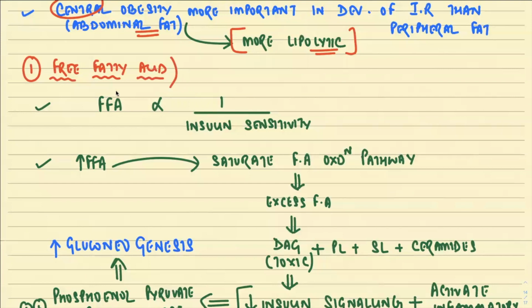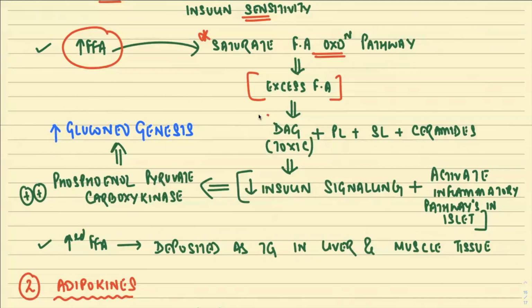So the levels of free fatty acids. Now remember, the levels of free fatty acids in our body are inversely proportional to the insulin sensitivity. So the more free fatty acids in the circulation, the more the insulin resistance, because the insulin sensitivity is going to come down, and vice versa. So an excessive amount of free fatty acids in our circulation, because of an excessive breakdown of fat, is going to saturate the fatty acid oxidation pathway. That is going to lead to an excessive amount of free fatty acids, which are going to get converted into certain intermediates like diacylglycerol, phospholipids, sphingolipids, and ceramides.